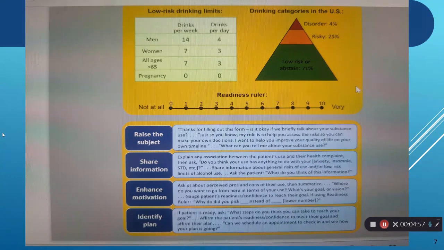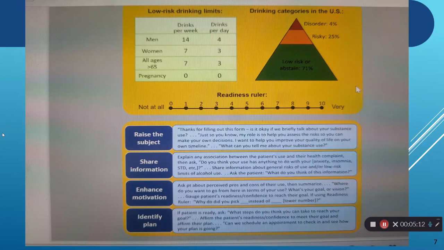Quality of life on your own timeline. What can you tell me about yourself and your substance use? As they tell you reasons why they use it, they use it for anxiety, or they use it for depression, or they use it to help with insomnia.